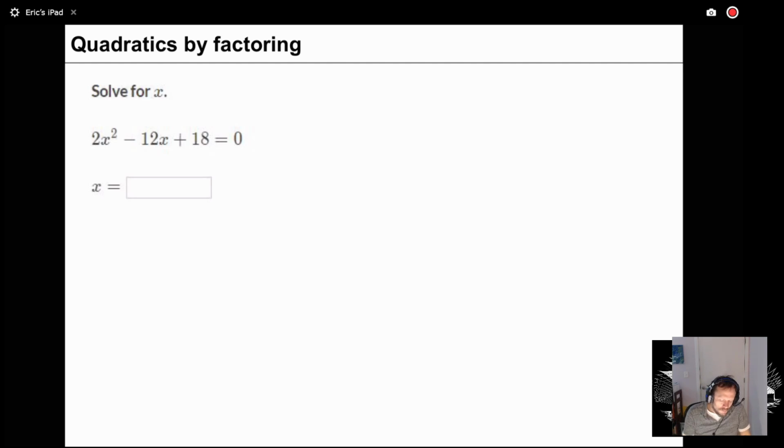How do we approach this? Well, hopefully you notice 2 is an even number, 12 is an even number, and 18 is an even number. I've got 3 terms, all of which are even, and I've got an equation. Well, I can multiply both sides of the equation by 1/2, or divide both sides by 2.